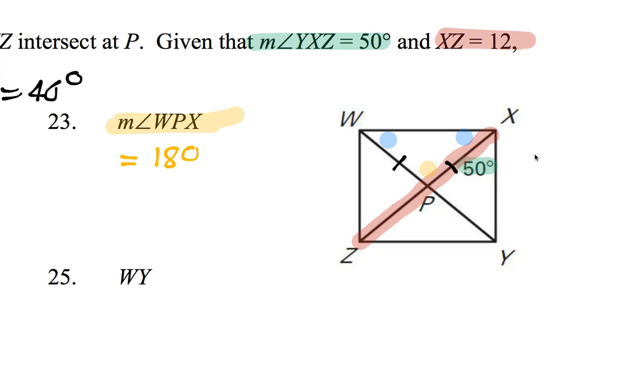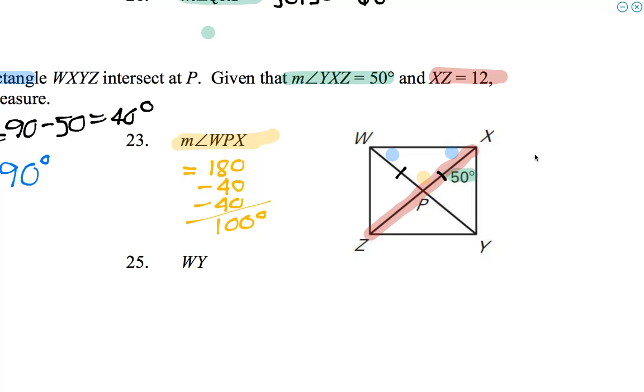So that is minus 40. So it's 100 degrees.